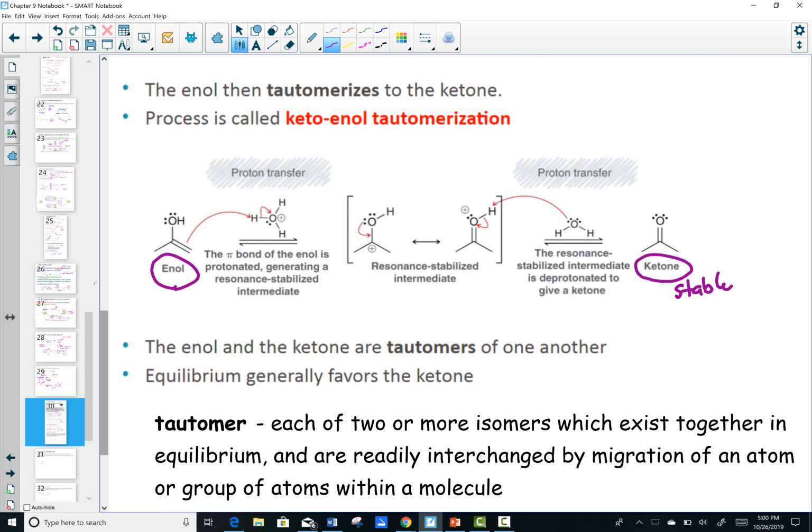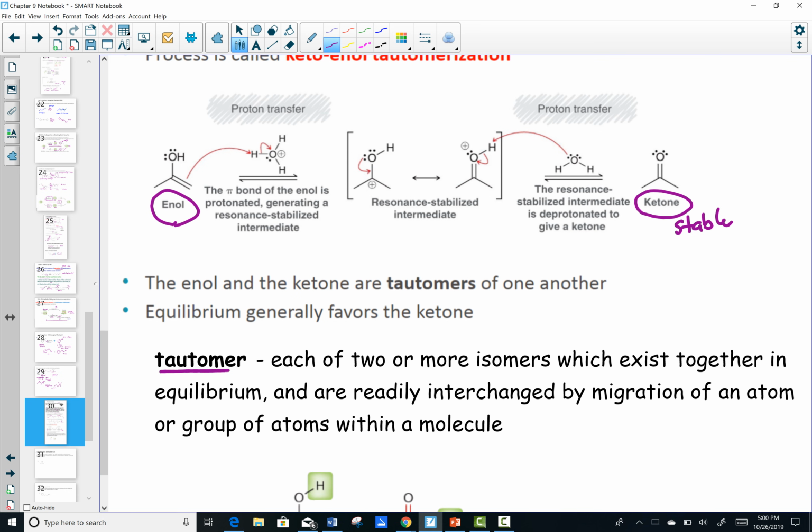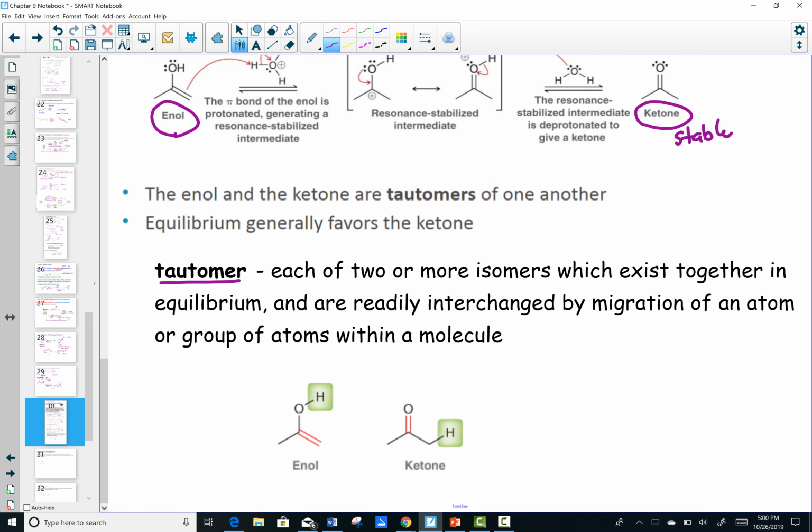The terms enol and ketone are tautomers of one another, and that might be a brand new word for us. And so I took the time to just write out what that definition means, a tautomer. It says each of two or more isomers which exist together in equilibrium and are readily interchanged by the migration of an atom or a group of atoms within a molecule. Let's put a visual to that. Notice the hydrogen, when it's on the alcohol, places the double bond in the enol position. If the hydrogen migrates to the end of the carbon chain and we place the pi bond up to the oxygen, we have a functional group now called a ketone.